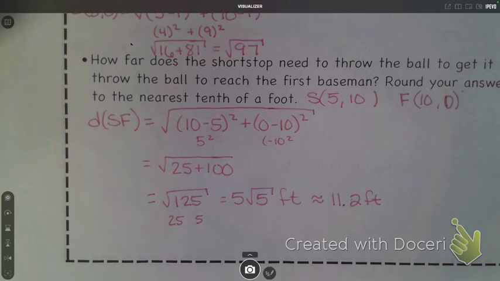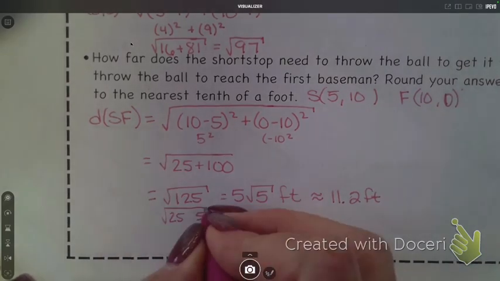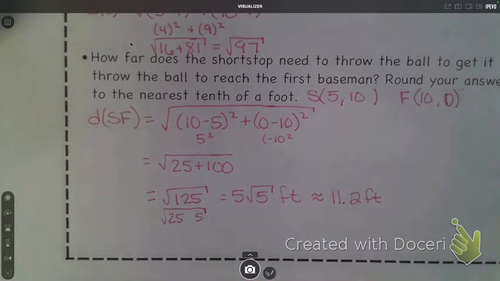Where did you get 25 and 5 from the square root of 125? Is it 125, 25 times 5? Oh, yeah. So I took the square root of 25, which is 5, and then the square root of 5. I didn't write it, but it's still in the square root. So the square root of 25 is 5, and there's a 5 left in the square root. Okay.